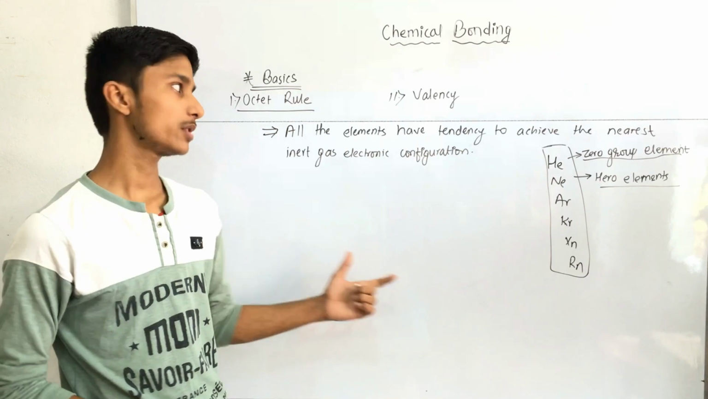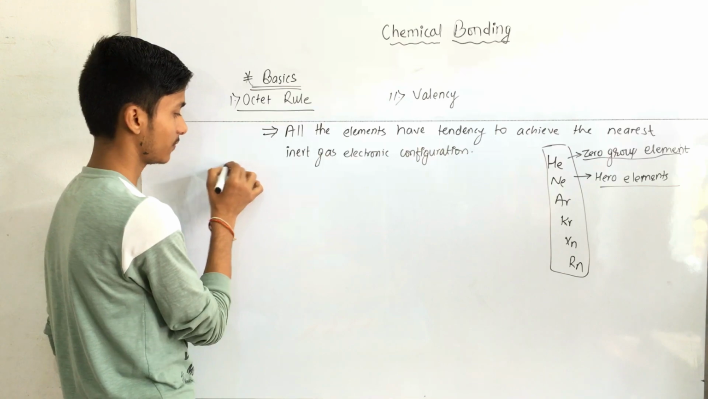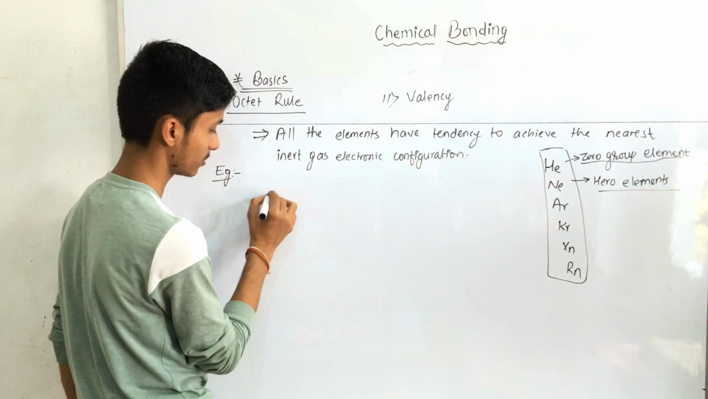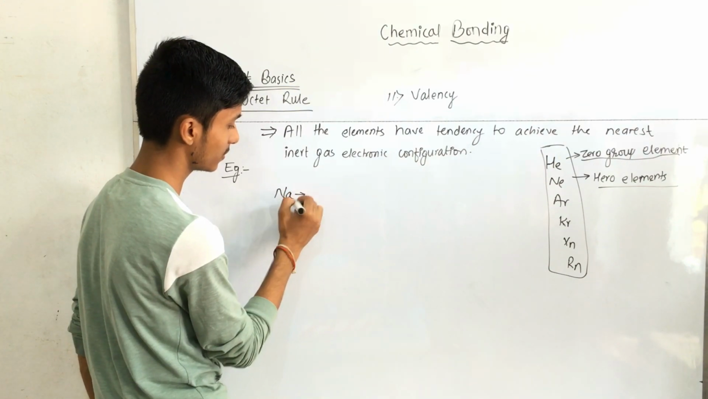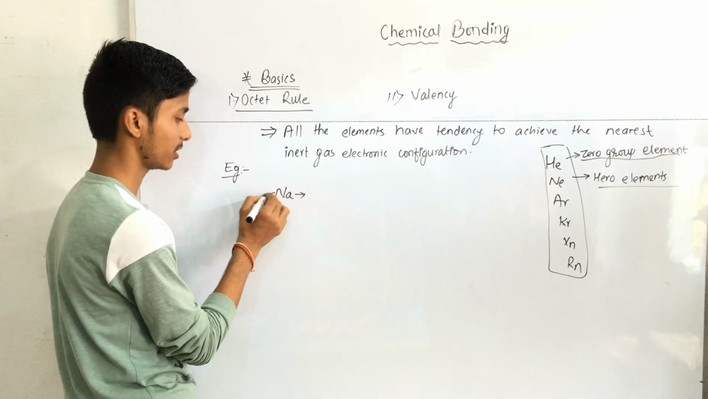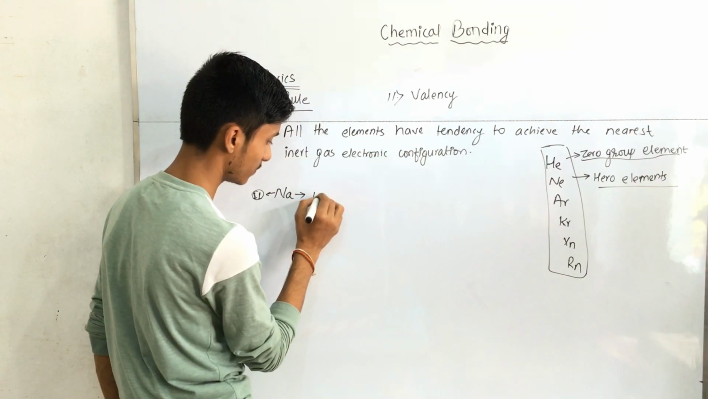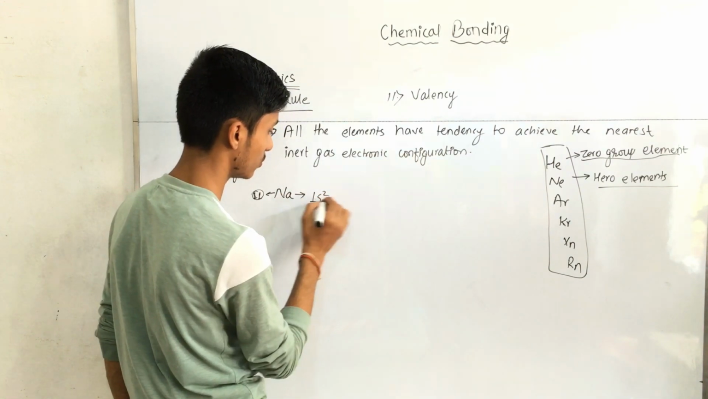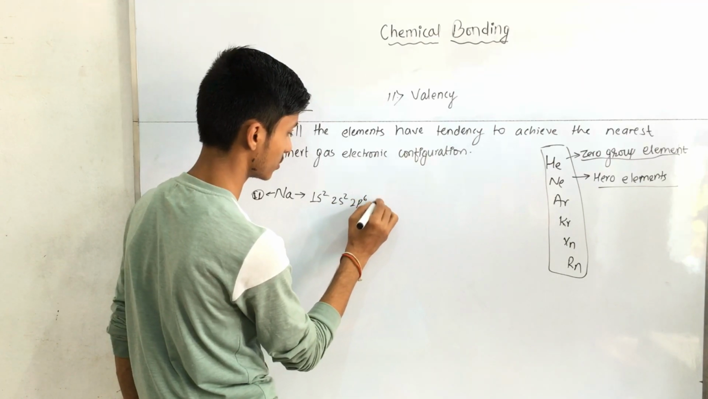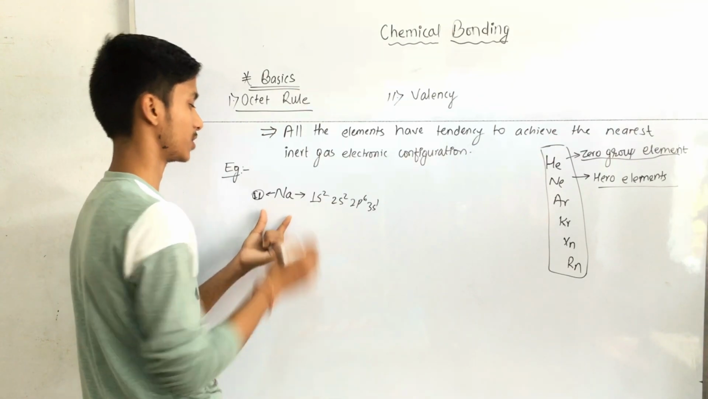Now we take examples to understand the concept clearly. First, we take the sodium element. We write the configuration for this. The atomic number of sodium is 11. So we write the electronic configuration 1s2, 2s2, 2p6, 3s1. This is the electronic configuration for sodium metal.